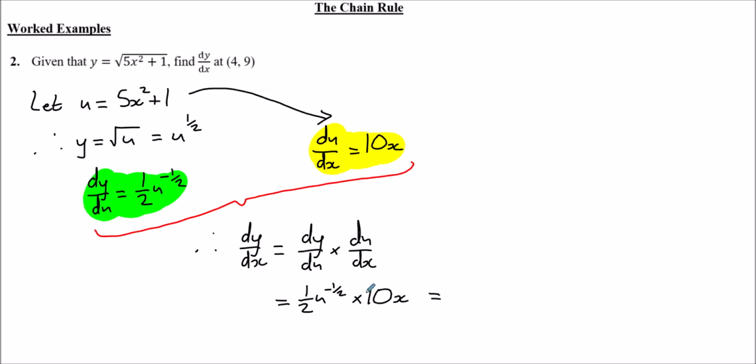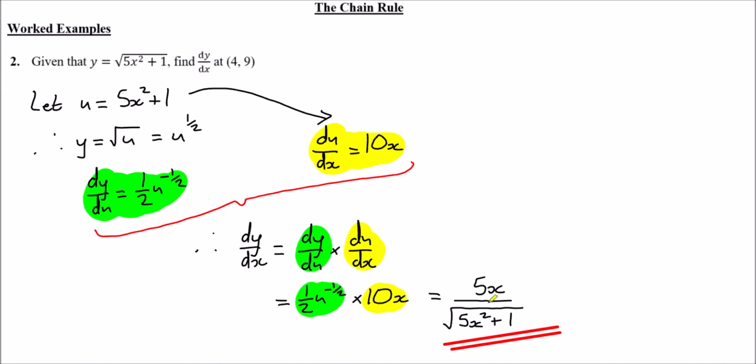So a half multiplied by 10, of course, is 5, so this gives us 5x, and then u to the minus a half is the same as 1 over the square root of u. So this is going to be over the square root of u, and u, of course, was 5x squared plus 1. So we just replace u with what u actually was, and that's our expression for dy by dx. So again, like before, we work out dy by du, like we did, then we multiply that by du by dx to give us this result here.